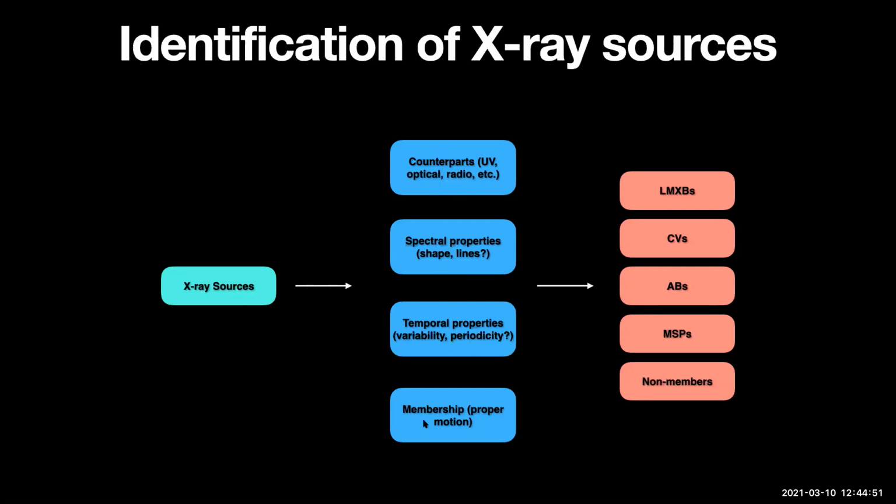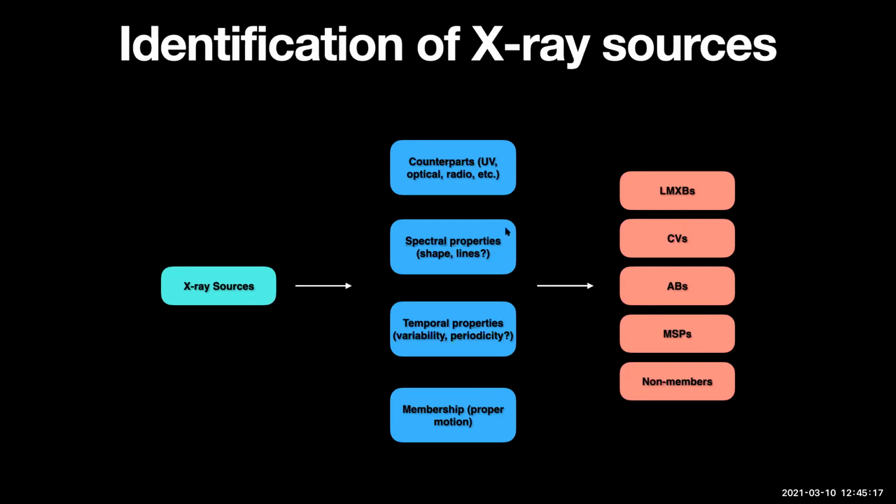And membership probability, of course, is also very important to confirm that the X-ray source is actually a member, not some chance alignment with the cluster in the direction of the globular cluster. So based on all this information, I classify the X-ray sources into the 4 major categories, and also exclude some non-members of the globular clusters.